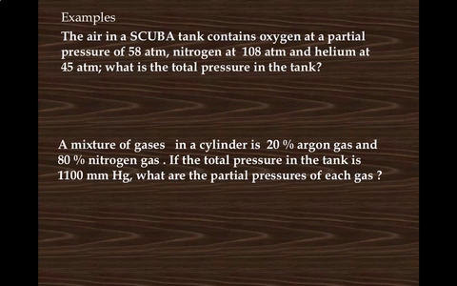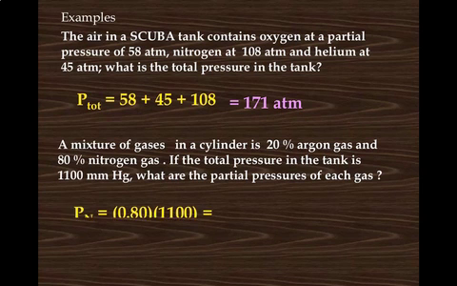So for example, the air in a scuba tank contains oxygen at a partial pressure of 58 atmospheres, nitrogen at 108, and helium at 45. What is the total pressure in the tank? All I have to do is add those three together, and I get 171 atmospheres for the total pressure.